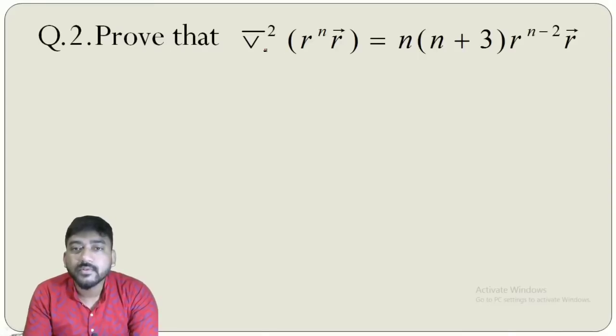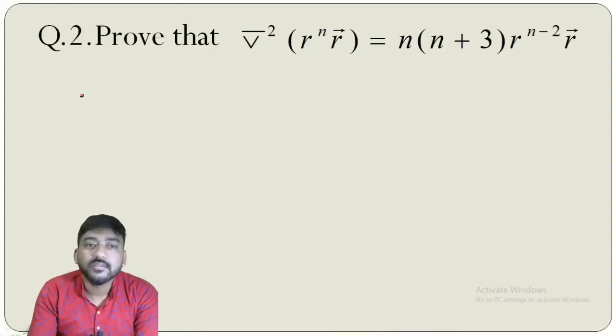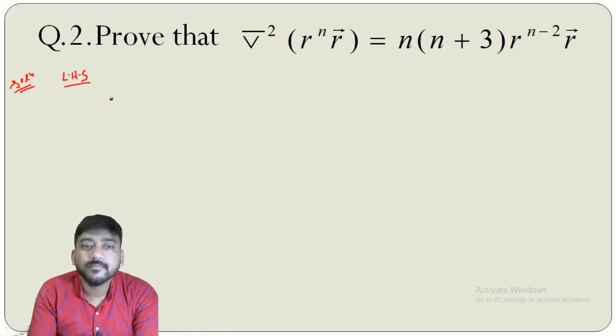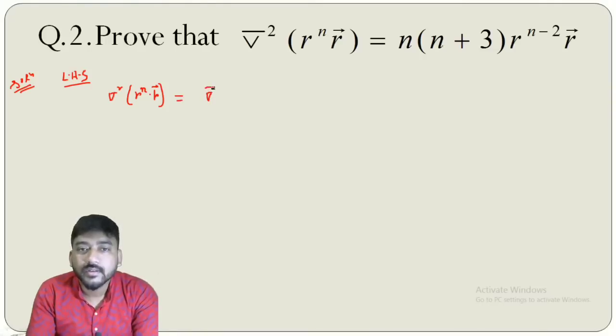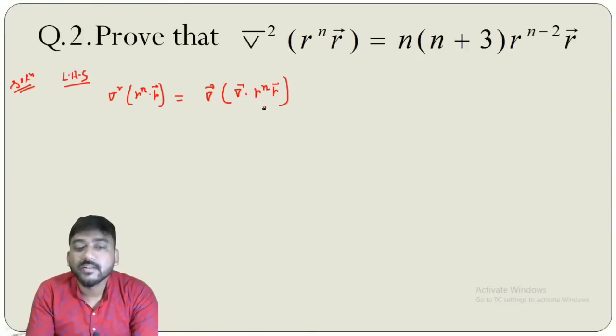Now we have to find out del square of r to the power n times r vector. Okay, so what is our left hand side? Our left hand side is just del square of r to the power n into r vector. We can write it in this way also, that it will be gradient of divergence of r to the power n into r vector.